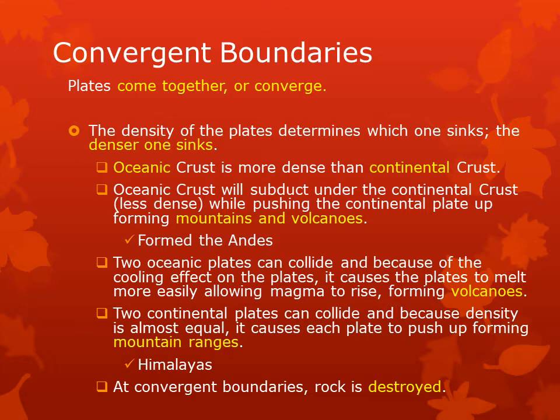This is because oceanic crust will subduct under the continental crust, which is less dense. And when this happens, while pushing the continental plate up, this interaction forms mountains and volcanoes. An example is the Andes in South America, where the Pacific plate is subducting or going under the continental plate, and you have these massive mountain chains that form the Andes, which include many volcanoes as well.